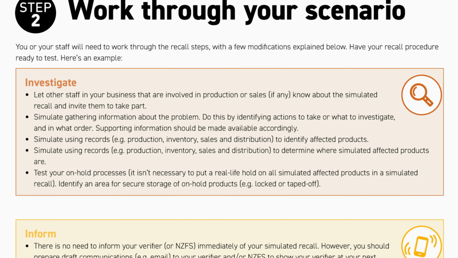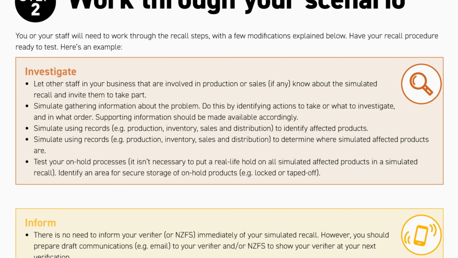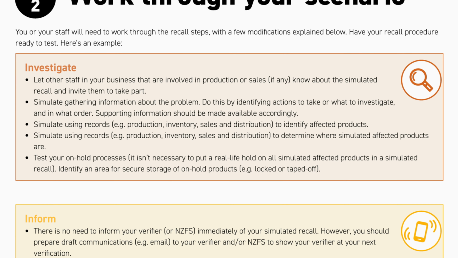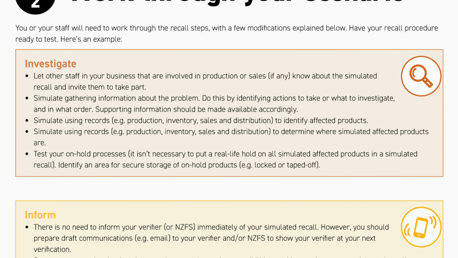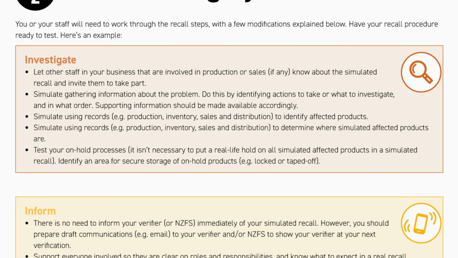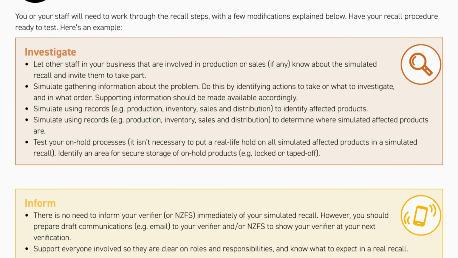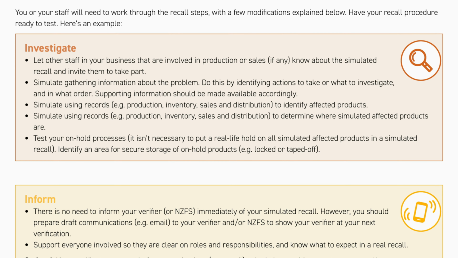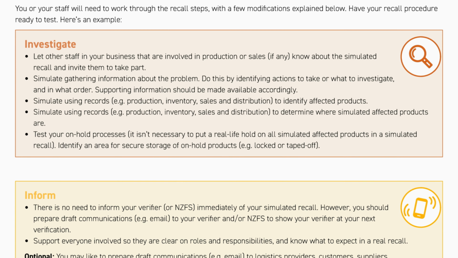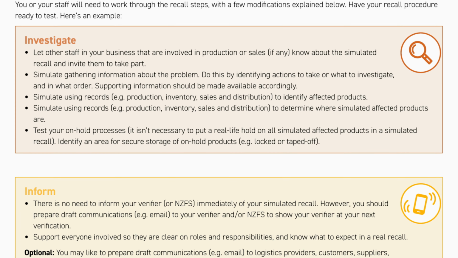Simulate gathering information about the problem. Do this by identifying actions to take or what to investigate and in what order. Supporting information should be made available accordingly. Simulate using records such as production, inventory, sales and distribution to identify affected products.